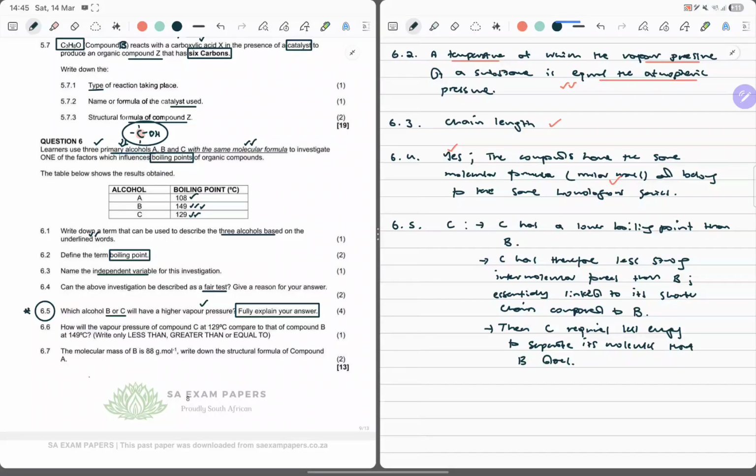Nice and easy. You can say, therefore, C would have a higher vapor pressure at a given temperature than B. You see this.